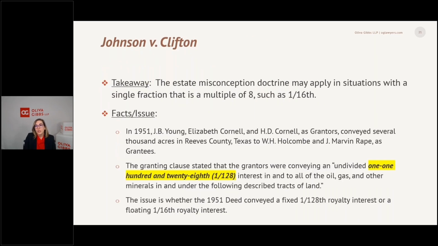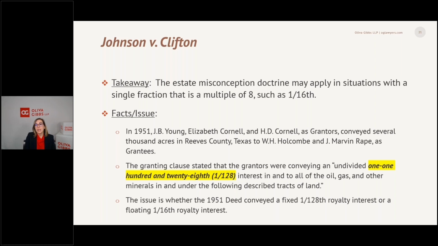Moving on to Johnson versus Clifton, this is another case concerning land out of Reeves County. We have the takeaway that the estate misconception doctrine may apply in situations with a single fraction that is a multiple of 8, such as 1/16 or 1/32. The facts here are that in 1951, J.B. Young, Elizabeth Cornell, and H.D. Cornell conveyed several thousand acres in Reeves County, Texas, to W.H. Holcomb and J. Marvin Rape as grantees.